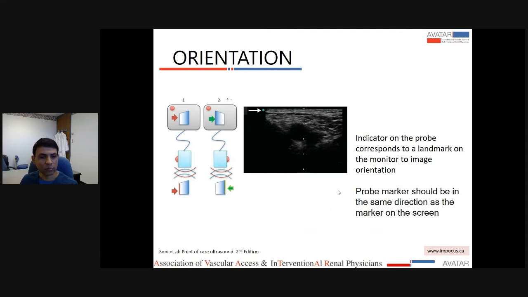So just like the probe has a marker, and I'm showing you here in the diagram with my cursor, on the far right is the image on the screen. And you can see the screen also has a marker as depicted by the white arrow.